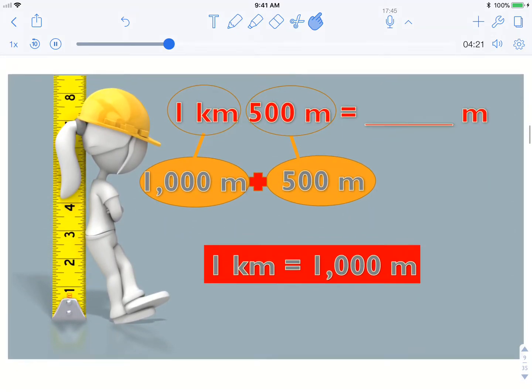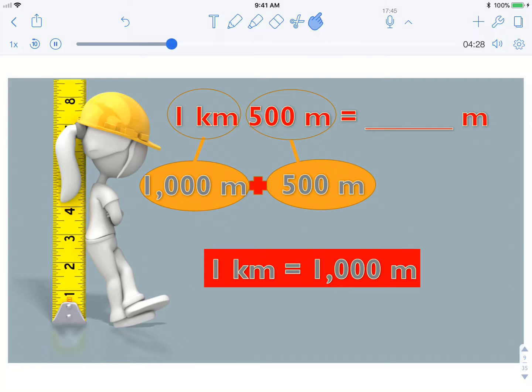So let's look at this. 1 kilometer, 500 meters. I know that 1 kilometer equals 1,000 meters, so I drew a circle and I put 1,000 meters down below. That leaves me with 500 meters, so I'm going to draw another circle and put that down below. Now, can I add these 2 numbers? 1,000 meters plus 500 meters. Yes. 1,000 meters plus 500 meters equals 1,500 meters.